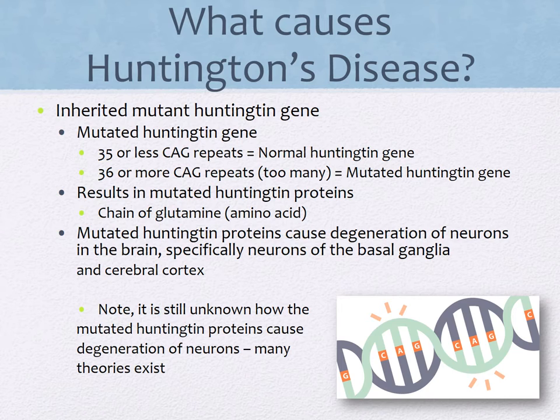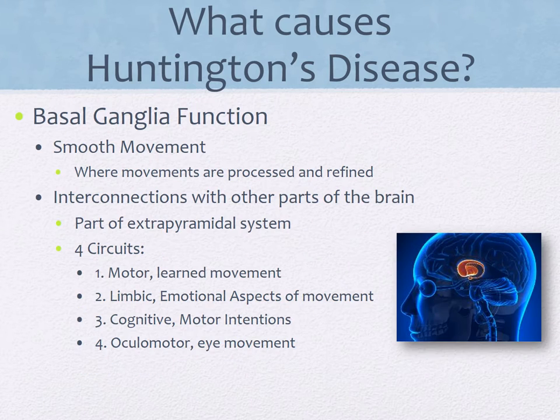The mutated Huntington gene results in mutated Huntington proteins, which are characterized by a chain of glutamine. It is the mutated Huntington proteins that cause degeneration of neurons in the brain, particularly in the basal ganglia and the cerebral cortex. We should also note that it is still unknown how the proteins cause degeneration of the neurons.